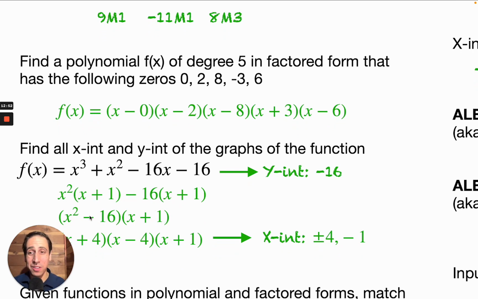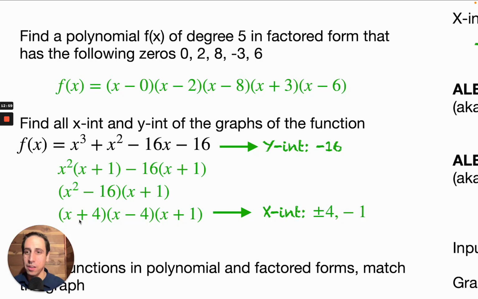Now this is not completely in factored form because this exponent is too high. X squared minus 16, we can factor that even further and get x plus 4 and x minus 4, because it's a difference of squares. And then we get x plus 1. So now that it's in factored form, we can see the x-intercepts. It's going to be negative 4, positive 4, and negative 1. Boom, right there. This is a great example of how you can't get all the information from one form. You need both.